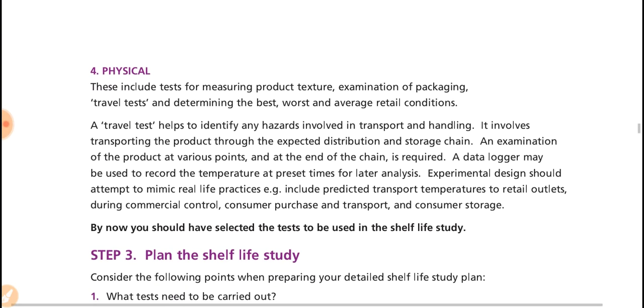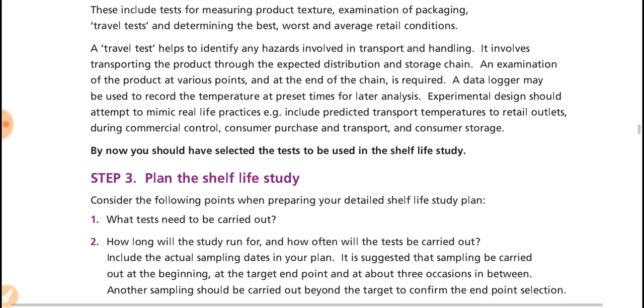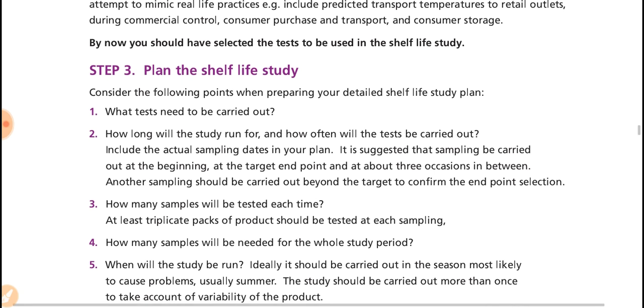Then some physical tests like travel test and drop test are involved. Then plan the shelf life study. What tests need to be carried out? All these steps are what you are planning now. Then how many samples will be tested each time, and how many samples will be needed for the whole study period. All these things are planning.